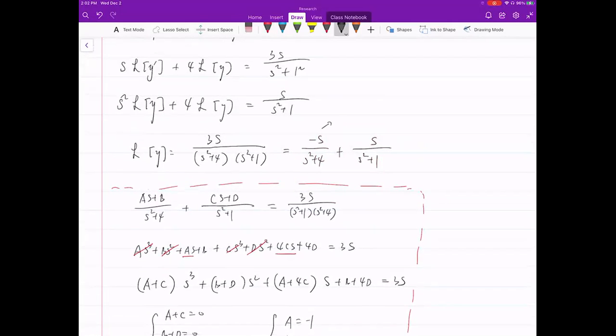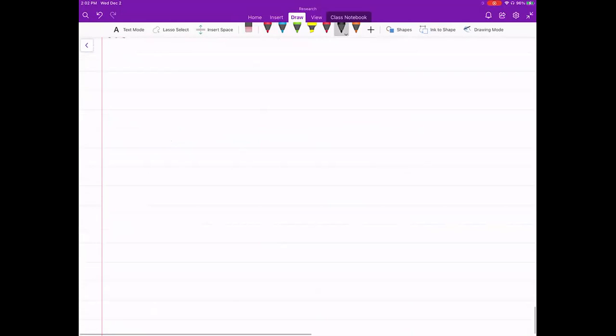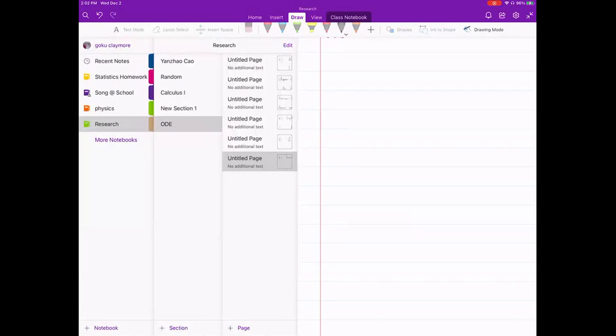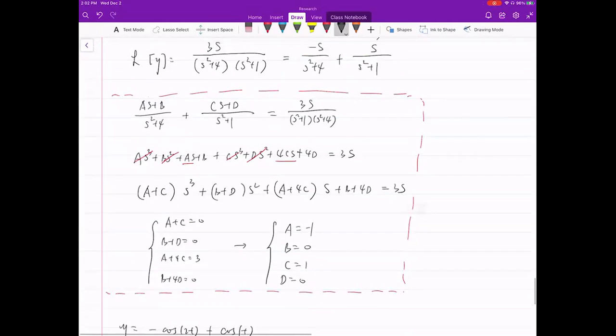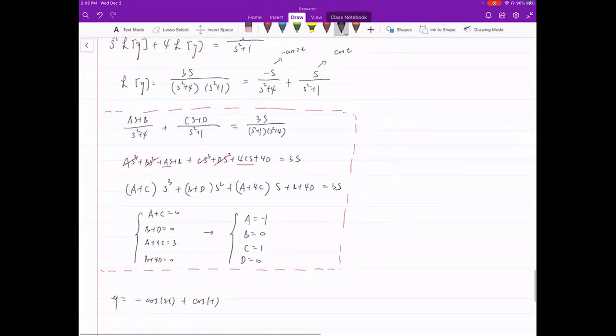Okay. This goes to cosine 2t. This goes to cosine t if you do the inverse Laplace transform. Of course, this one comes with a negative. So finally, y equals negative cosine 2t plus cosine t, coming from the inverse Laplace transform of this.